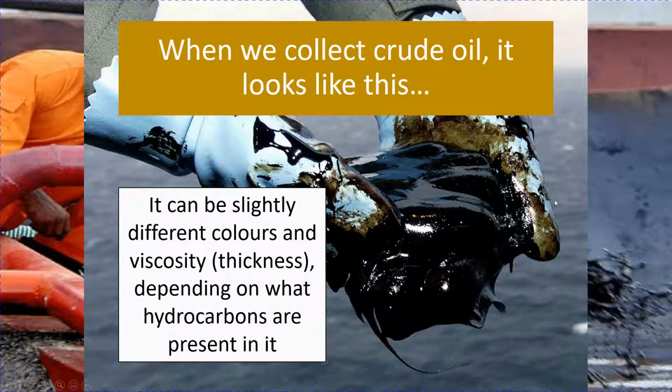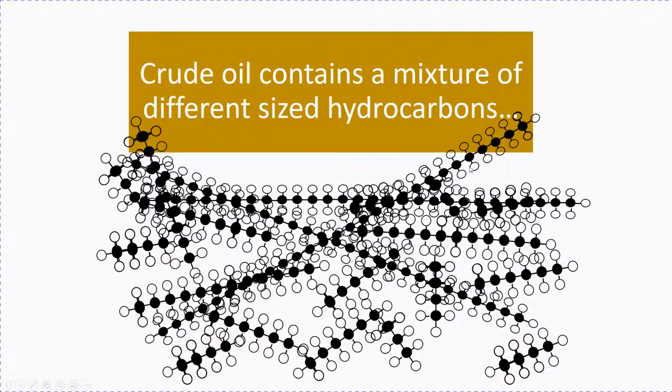But it depends on which mixture of hydrocarbons there are in it. And remember, we said a hydrocarbon is a compound that only contains hydrogen and carbon. So crude oil, if we thought about it in terms of the work that you did on Monday, would look like this tangle of spaghetti chains.